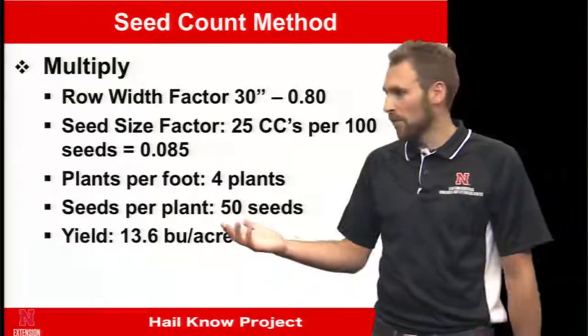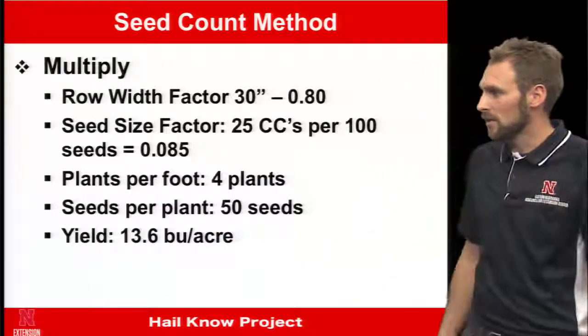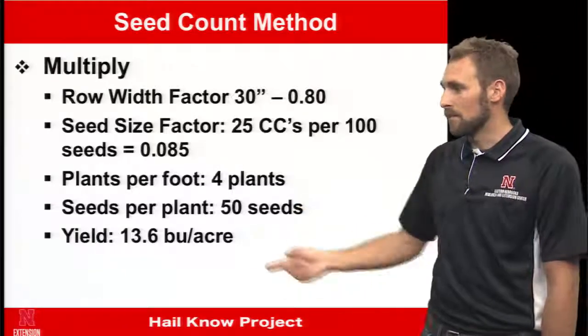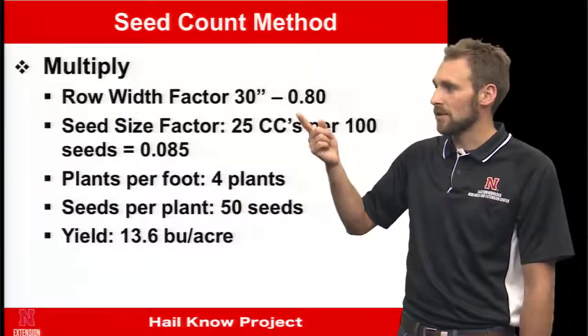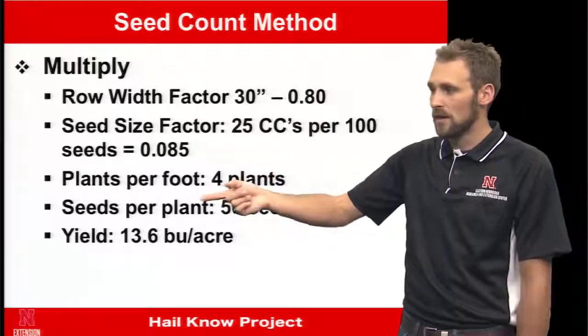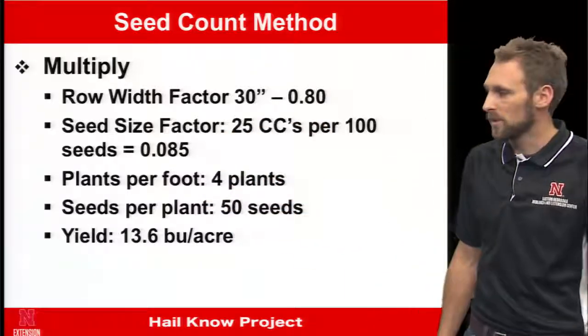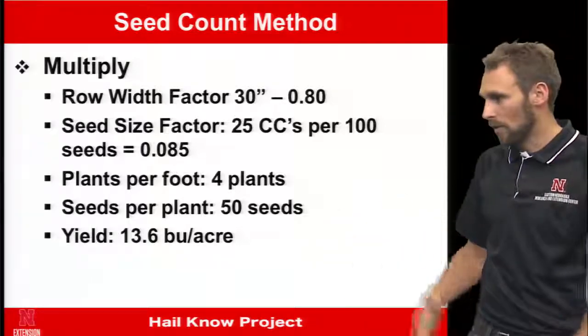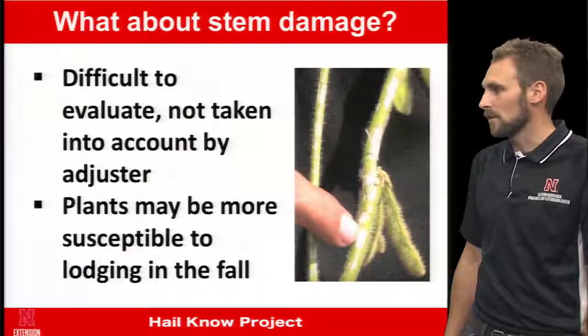We'll assume that we have 4 plants per row foot out in this field. We have seeds per plant is around 50 seeds. That would be, with this estimation and these two factors that we included earlier and estimated, about 13.6 bushels per acre. And so that's the remaining yield potential at R7 or R8 in this particular field.